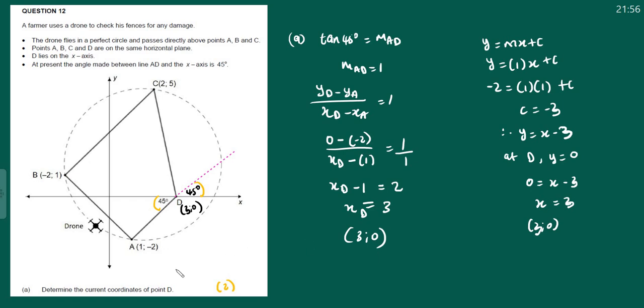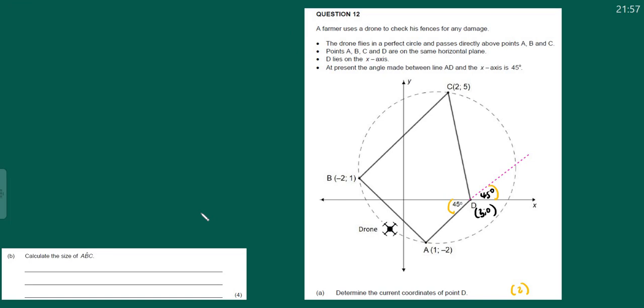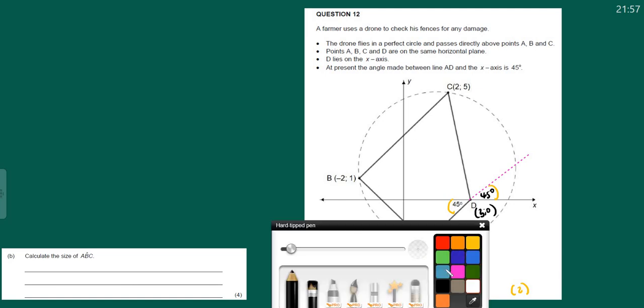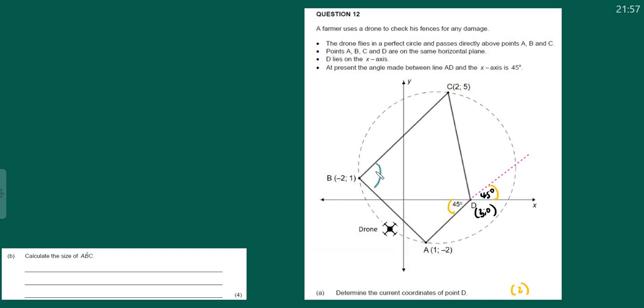I think there was another question there, right? So the next question said calculate the size of ABC. So it will be this angle here. It's like angle B, right? This whole angle here. How do we get ABC?